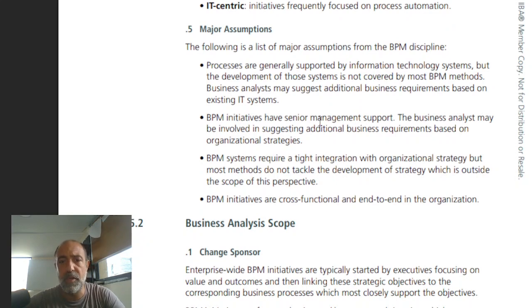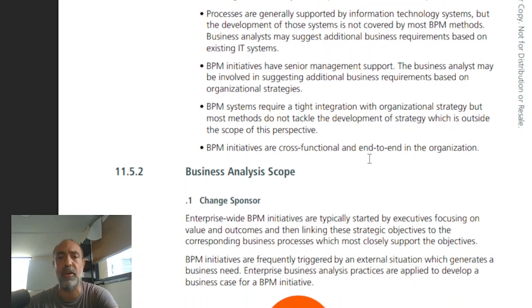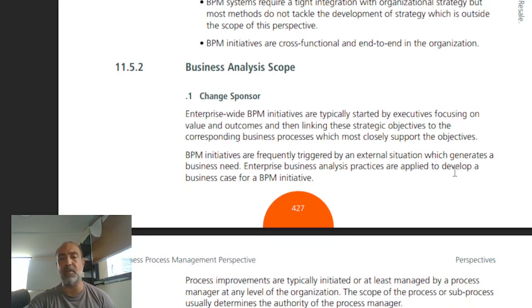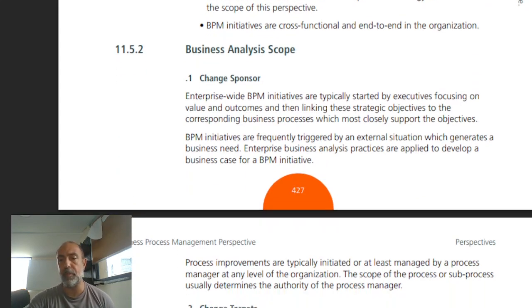Always, BPM systems require a tight integration with organizational strategy, so most methods do not tackle the development of strategy, which is outside the scope of this perspective. I think here what they're trying to say is basically when we're working with BPM systems, we might need training and other stuff. And lastly, BPM initiatives are cross-functional, end-to-end in the organization. We're always assuming that when we're working with a process, it's impacting somewhere else and we have to figure it out. Yay, business analysis scope, look at that.